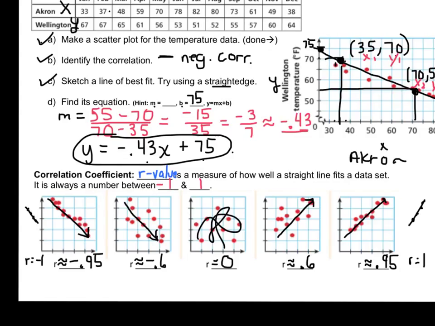Alright, so those are the options. The closer your R value is to +1 or to -1, the closer your dots are and the better the line fits. The closer your R value is to 0, either on the positive or negative side, the worse your correlation is, because those dots just get so spread out.